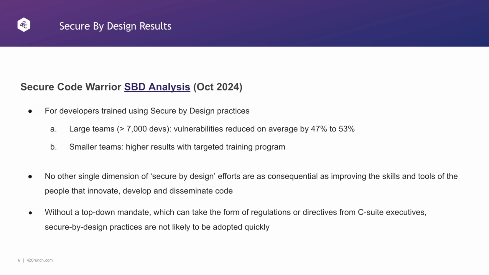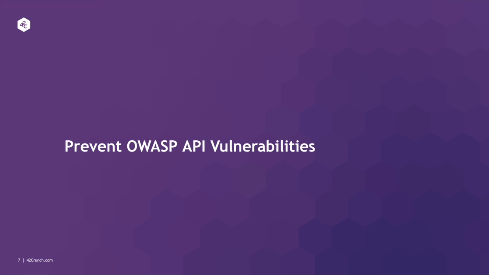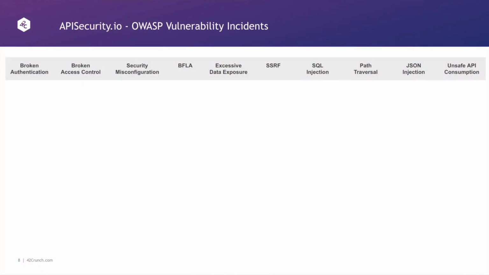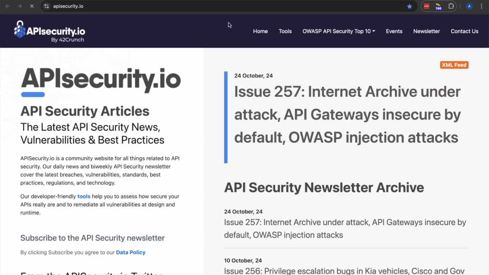But then what about specifically API security and the ability to reduce the number of API vulnerabilities in our code? So let's look at some real-world cases of API incidents, and we can consider whether or not secure by design would have helped us to prevent those particular incidents. So at 42Crunch, we have a bi-weekly newsletter called APIsecurity.io, where we review all of the latest API incidents that happen in industry. We look at what the root cause was, and then we try to recommend best practices for other teams to avoid those vulnerabilities.